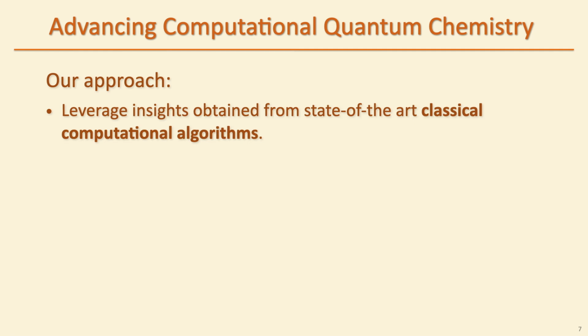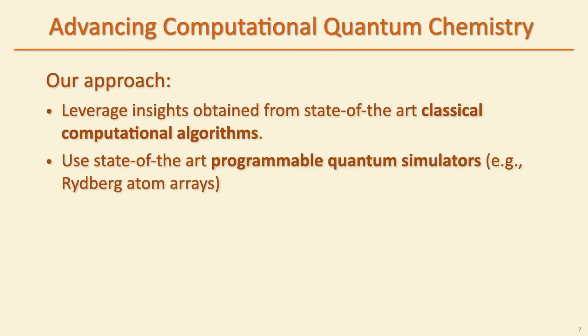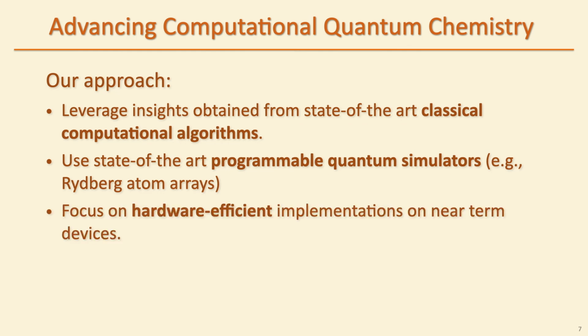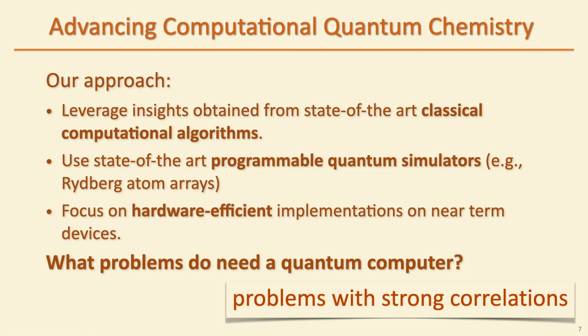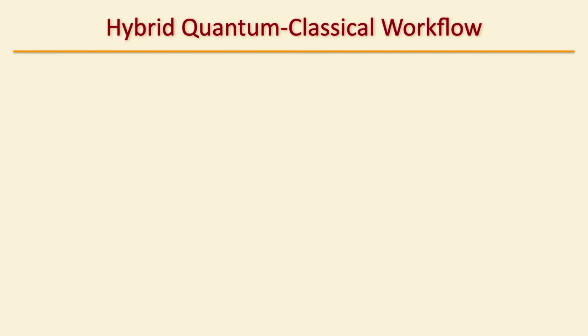So our approach is to leverage the insights that the quantum chemists already have. We are not reinventing the wheel. Second, use a state-of-the-art quantum computer. In our case, that's our so-called programmable quantum simulators. And the third one is to focus on hardware-efficient implementations. And this is also where this qudits thing and so on comes in. And again, we are right now concentrating on problems with strong correlations.